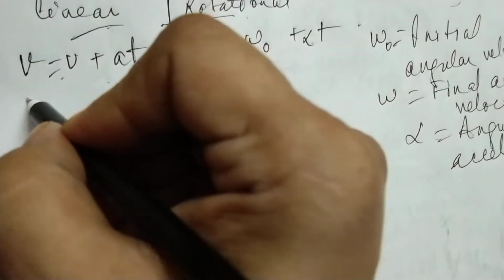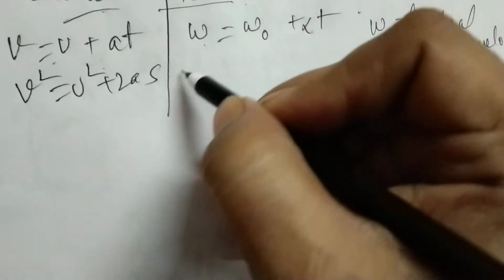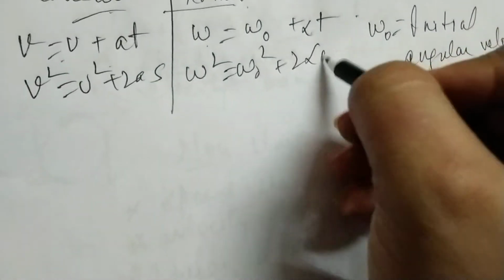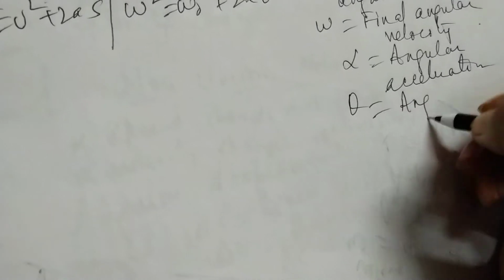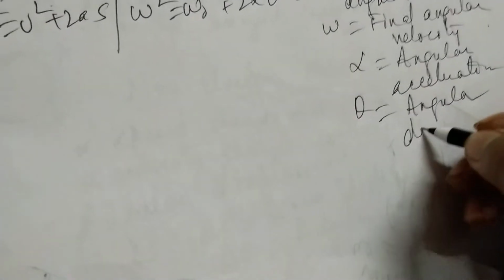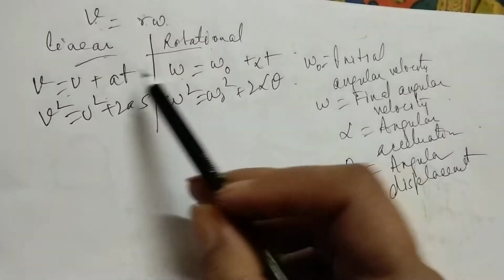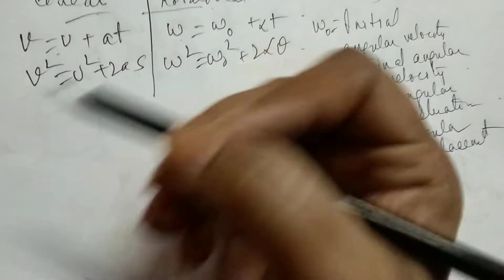Now if I write the formula V square is equal to U square plus 2AS, then it can be written as omega square is equal to omega naught square plus 2 alpha theta, where theta is the angular displacement. So we are transforming this from linear to rotational, or circular, motion, and we have much more to do.